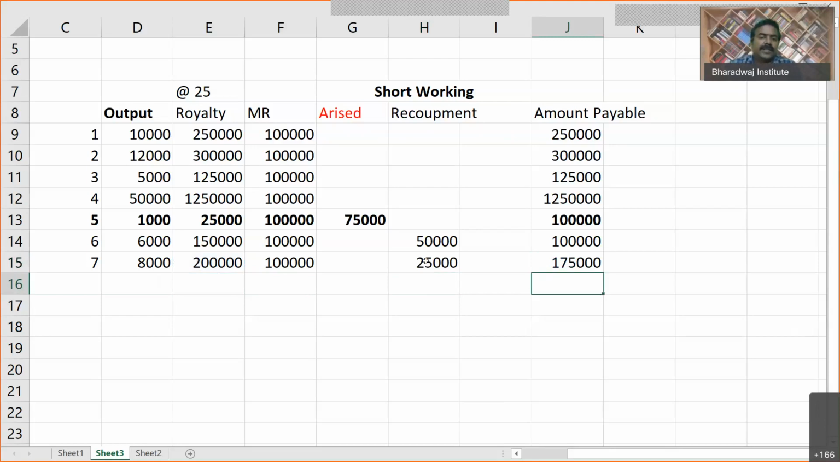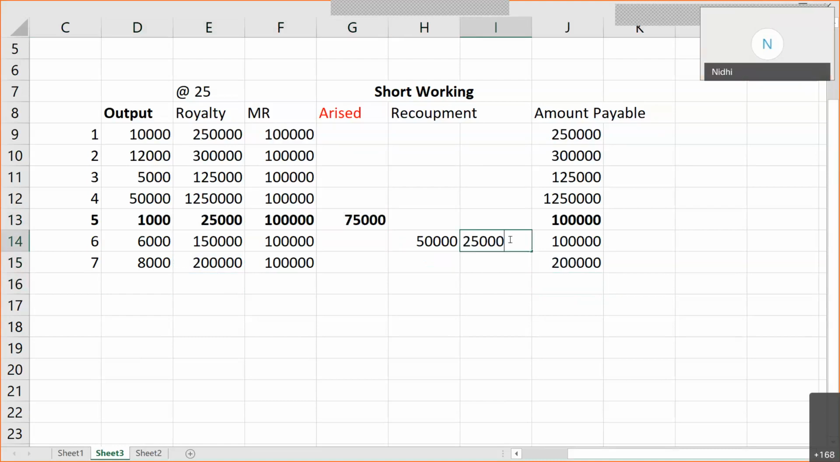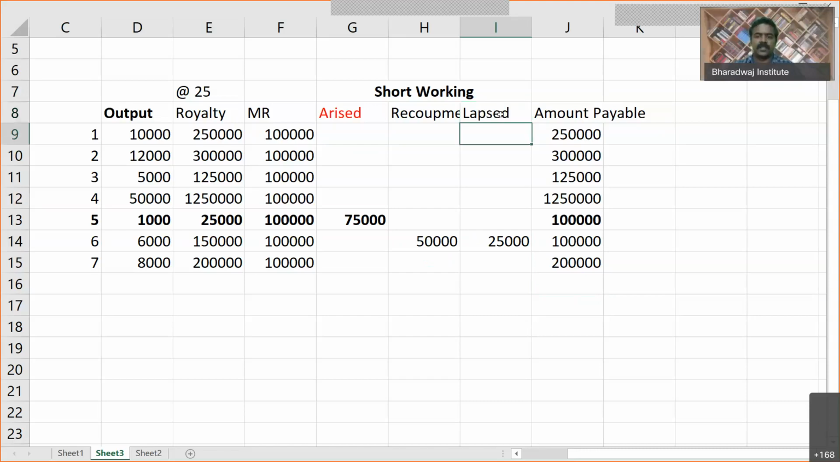Let us assume the landlord has given permission to adjust the short workings only in the next month. Recovery can be done only in the subsequent month. If short workings arise in the 5th month, you can recover only during the 6th month. Then you cannot adjust in the 7th. The 25,000 will be taken as lapsed. Lapsed means this will be transferred to the P&L account.